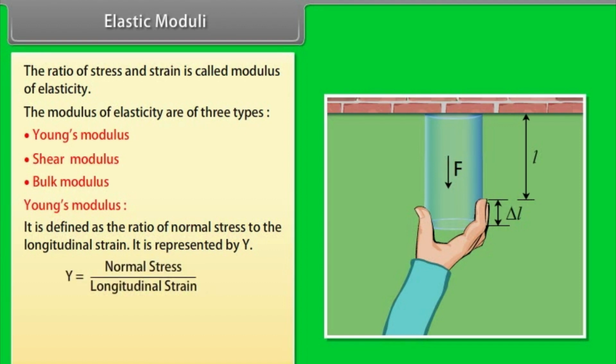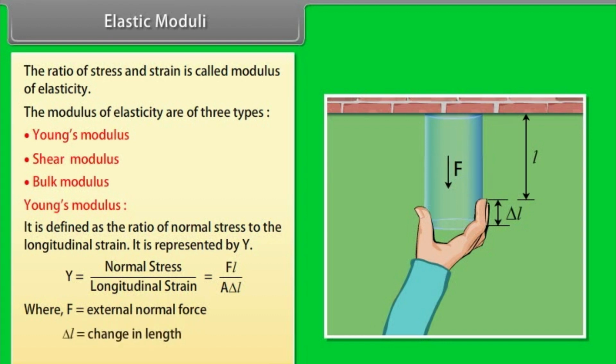Y is equal to normal stress upon longitudinal strain, which is equal to F into L divided by A into delta L, where F is the external normal force, delta L is the change in length, and L is the original length.